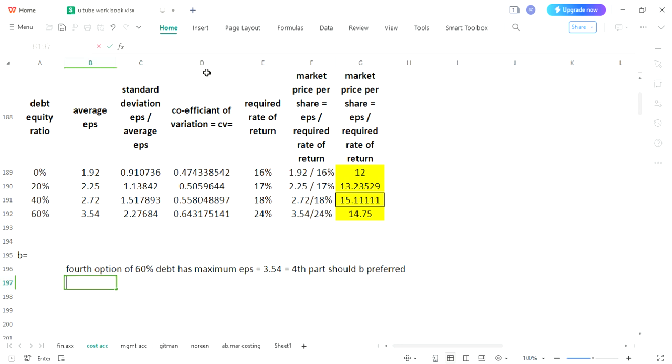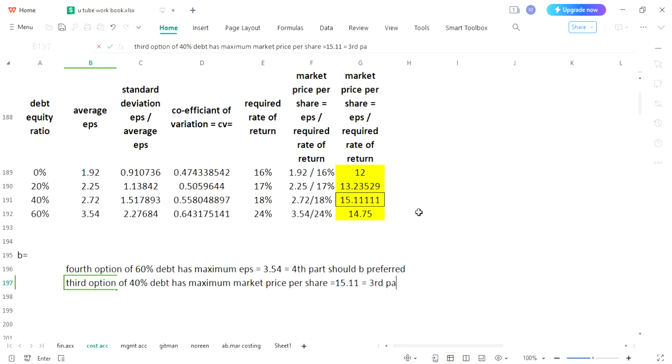So third option of 40% debt has maximum market price per share, and that is 15.11. So third part should be preferred.